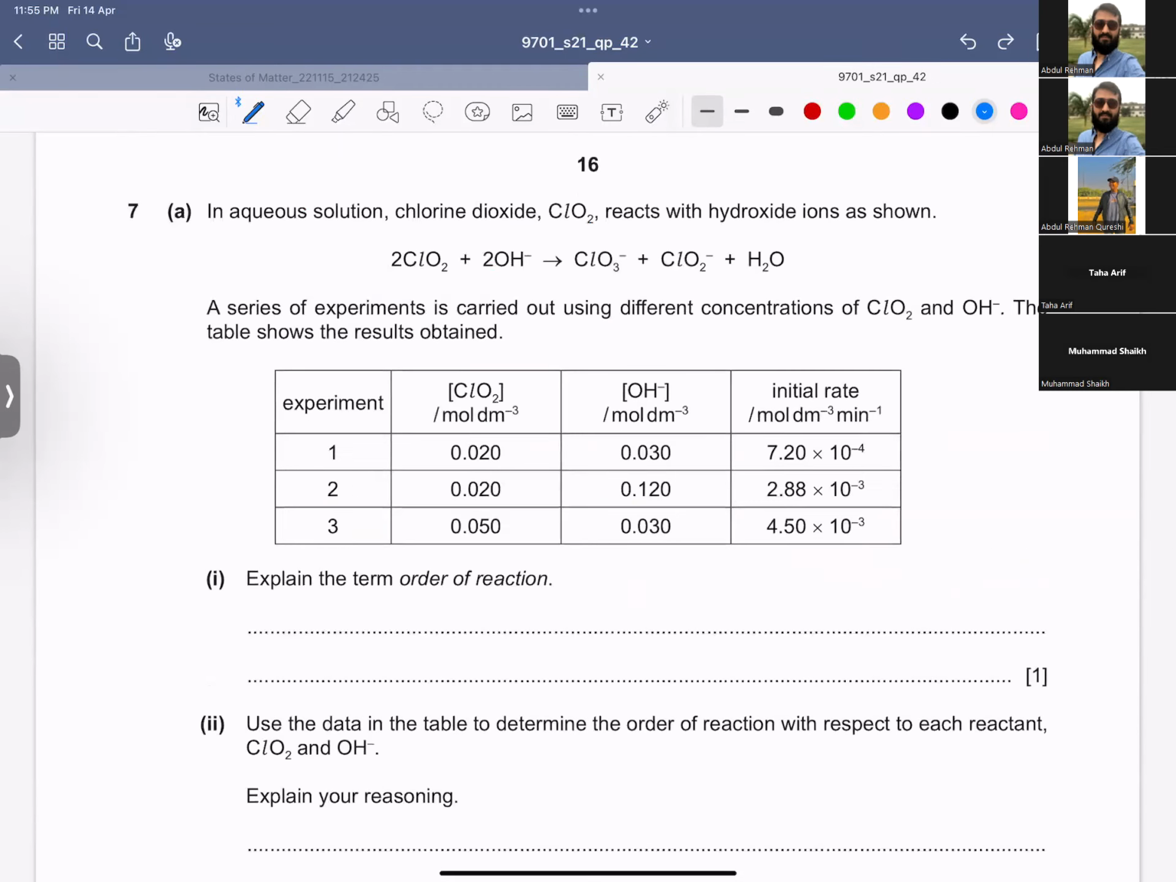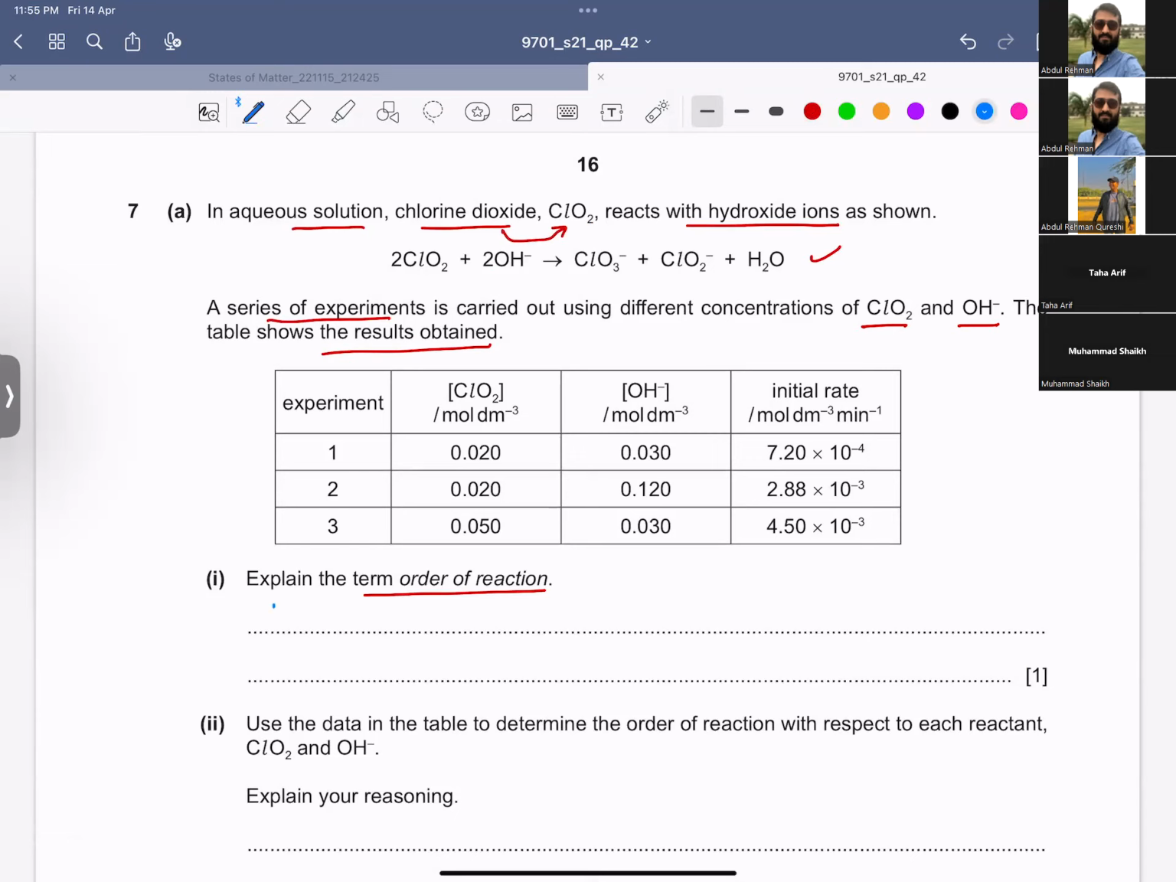Now question number 7. In aqueous solution, chlorine dioxide ClO2 reacts with hydroxide ion as shown. Here we have an equation. A series of experiments is carried out using different concentrations of ClO2 and hydroxide ion. The table shows the results obtained. Explain the term order of reaction.